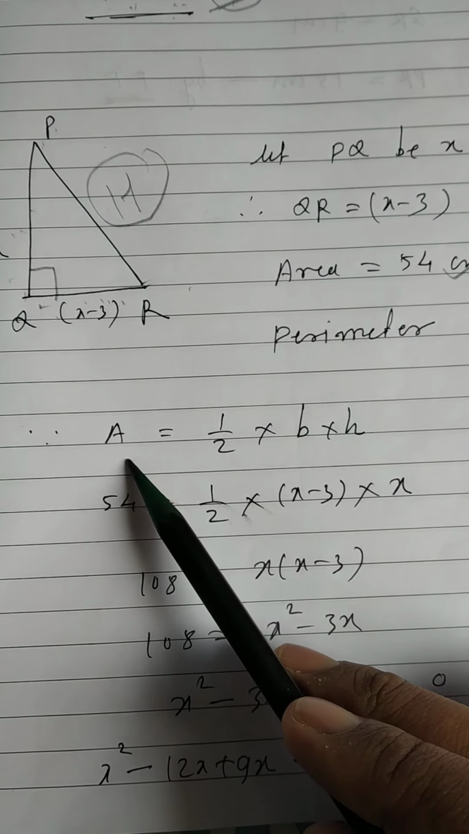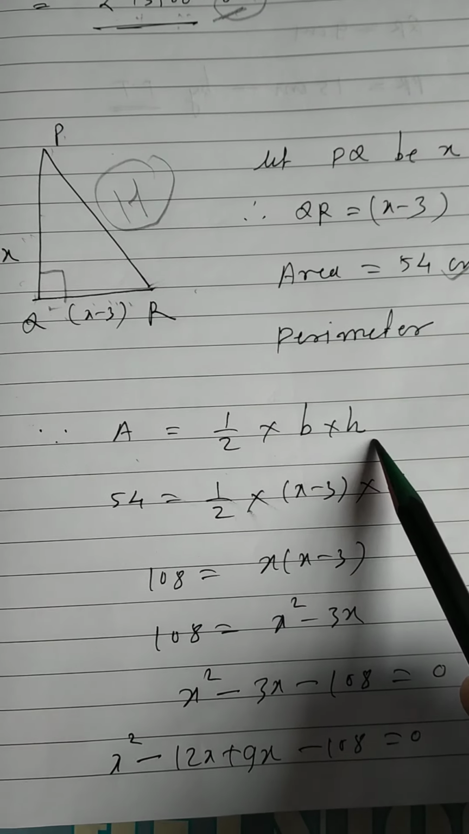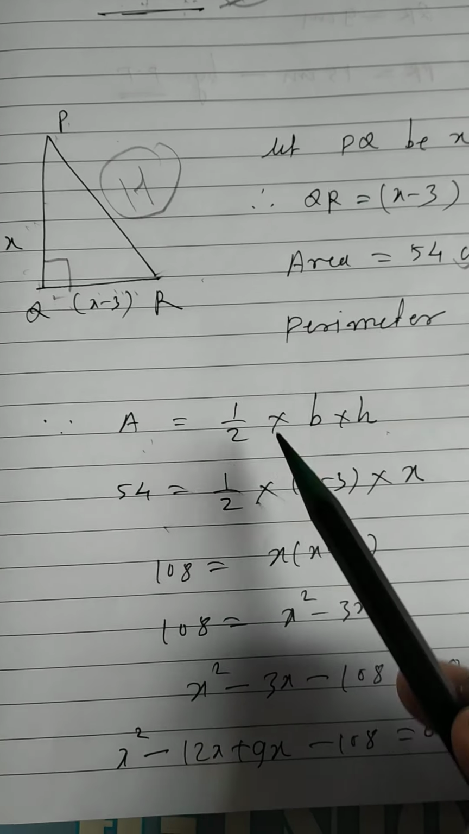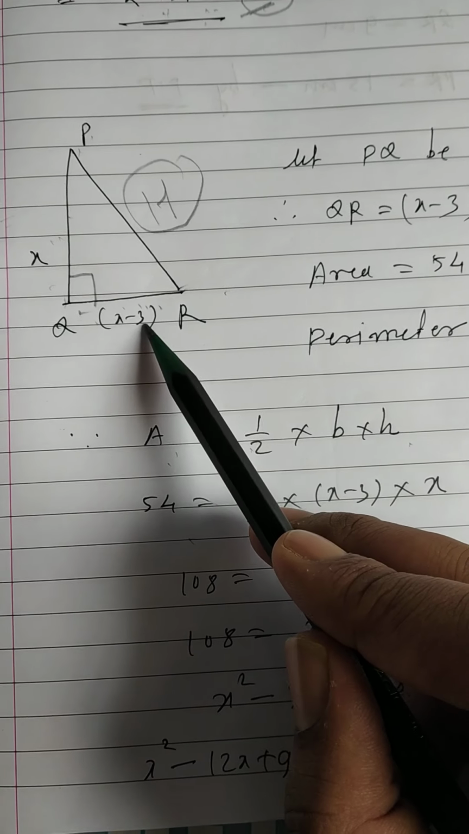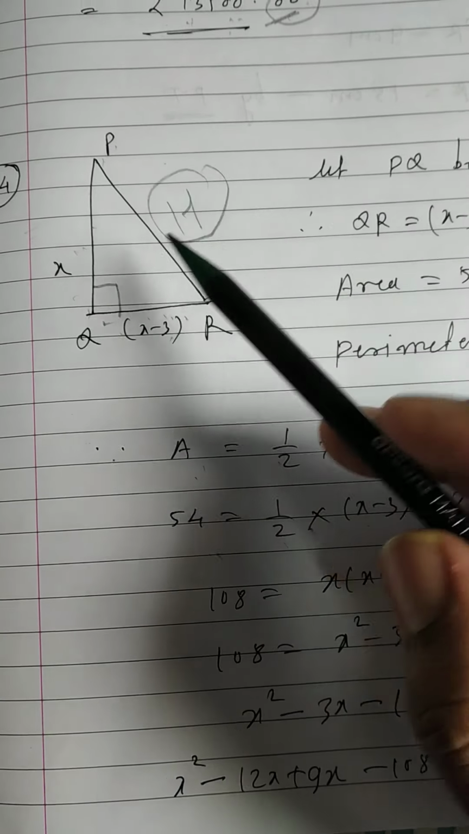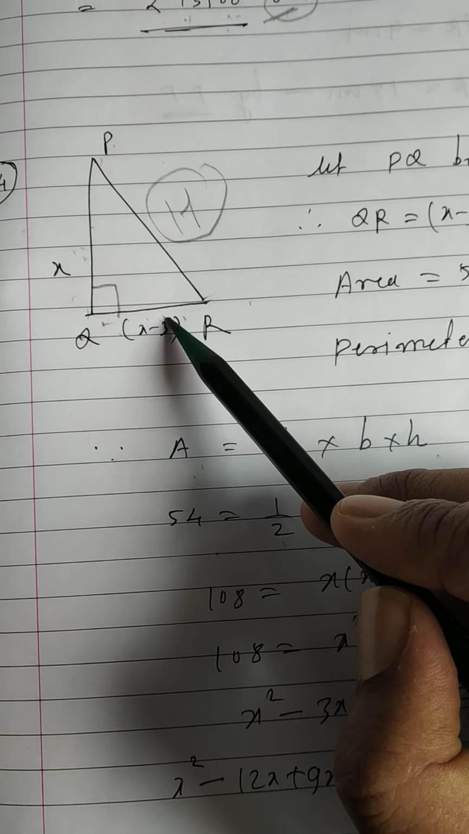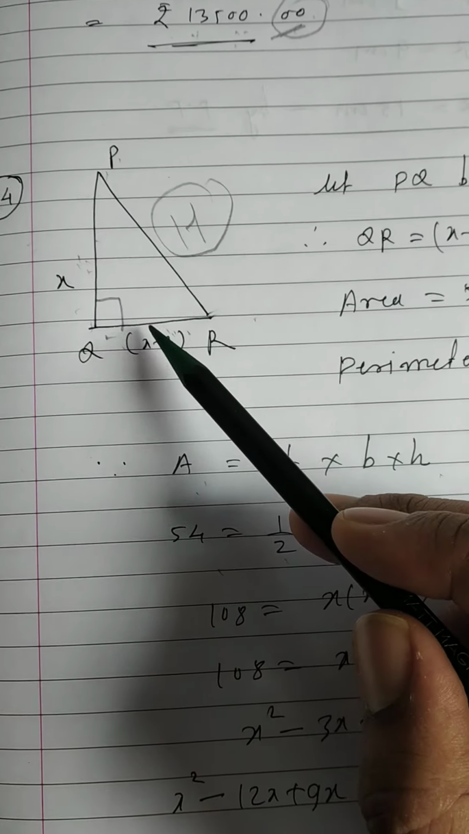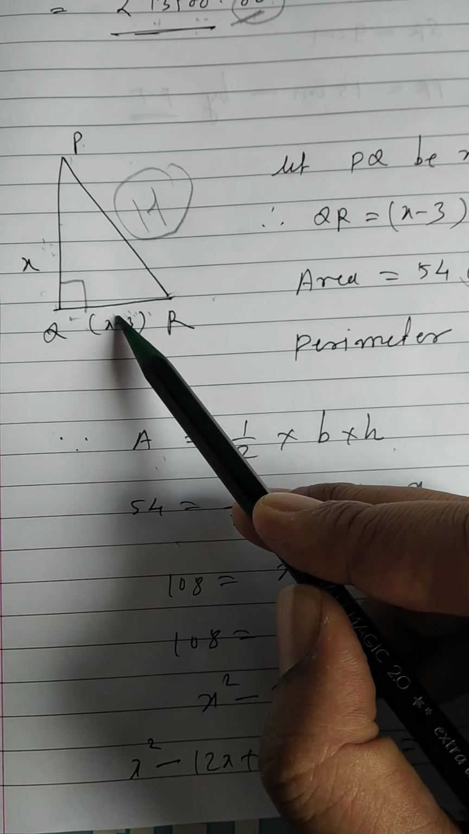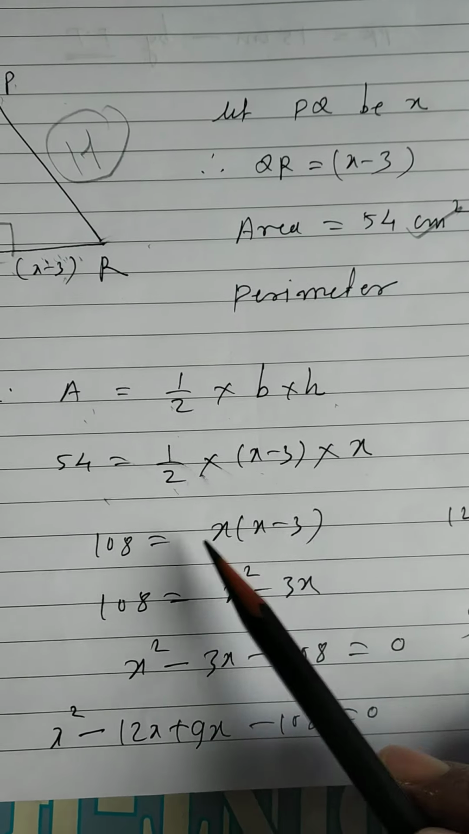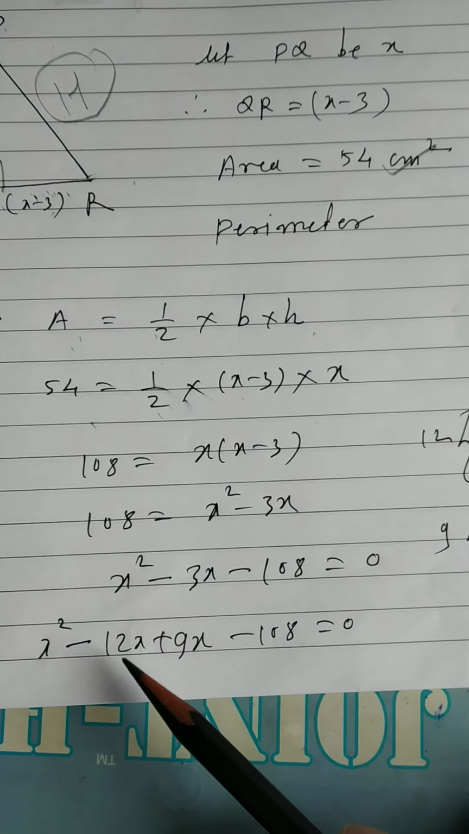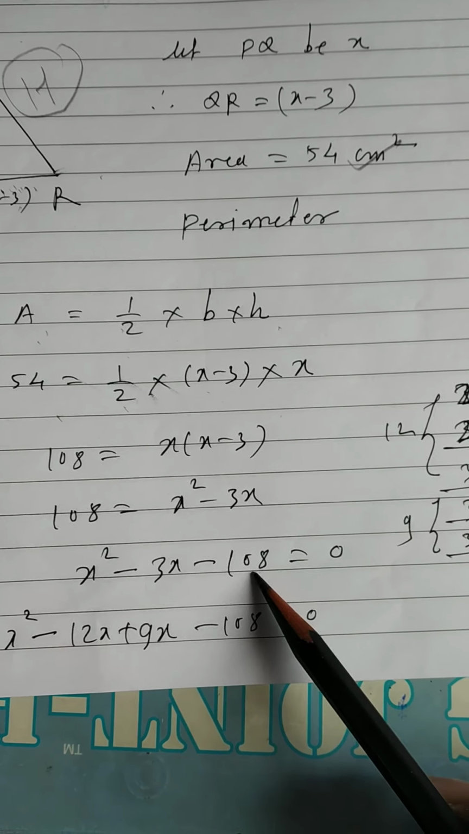Now what I'll do is calculate the area. Area is 1/2 base into height. 54 is the area. 1/2 base will be X, height X minus 3. In the question it is mentioned that the difference between the sides is 3. So I took it X and I took it X minus 3. It will come by default. After calculating, I come across the quadratic equation x square minus 3x minus 108.